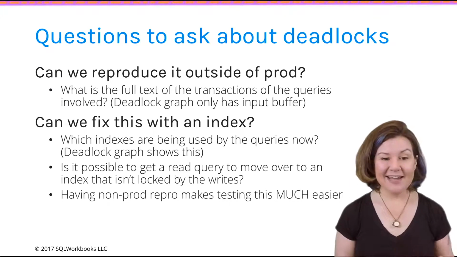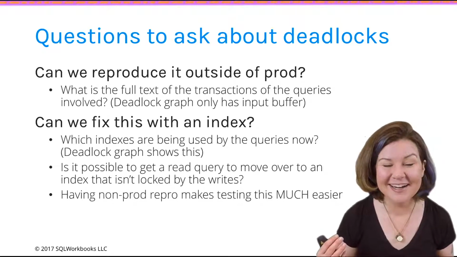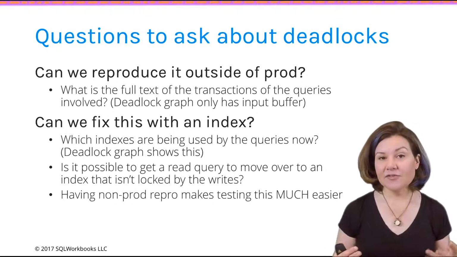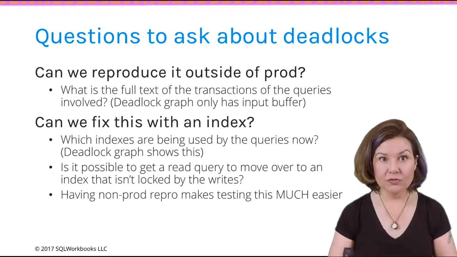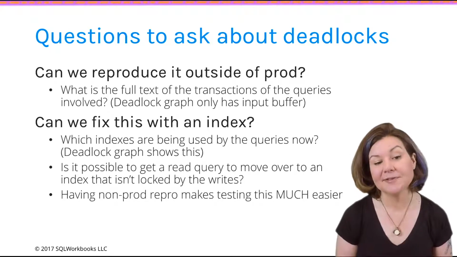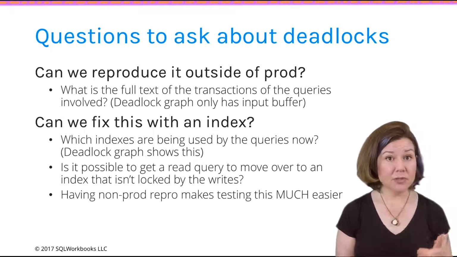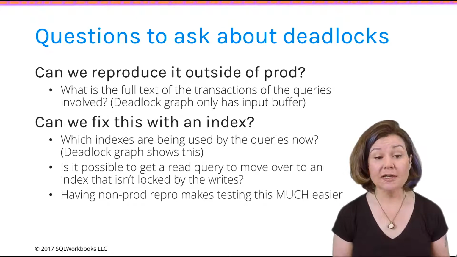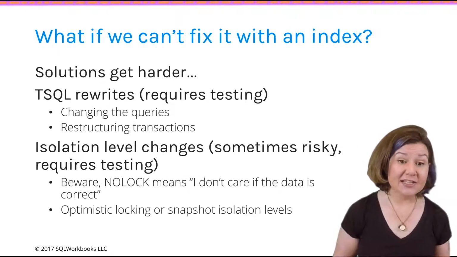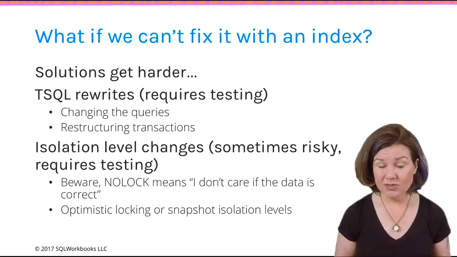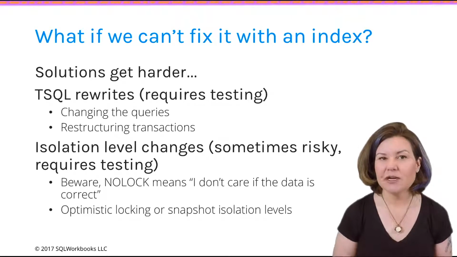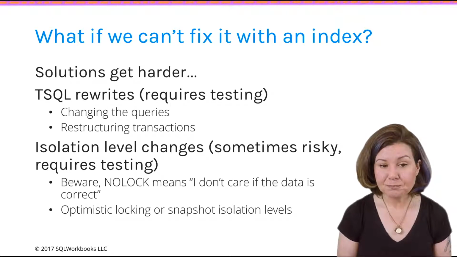Do you wait a day? Do you wait an hour? Do you wait a week? It becomes very, very difficult to actually prove that you prevented the deadlock because of the sporadic nature of them on most systems. So being able to reproduce it outside of production and figure out, can I solve it with an index, or can I solve it with another method, which I think are usually a little harder because they require more testing. It's just more satisfying when you've got that repro.